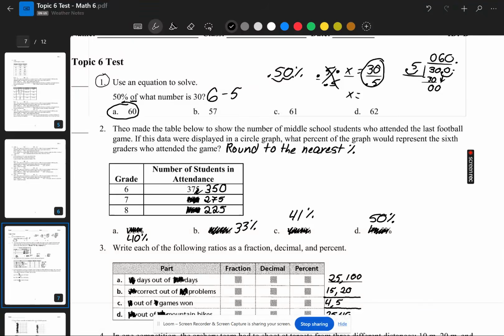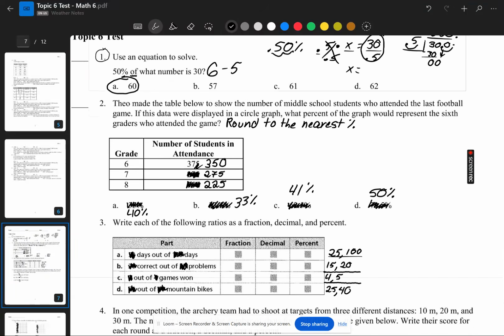It's kind of the same thing with question number 2. Question number 2 is from lesson 6.6. It says Theo made the table to show the number of middle school students who attended the last football game. If this data were displayed in a circle graph, what percent of the graph would represent the 6th graders who attended the game? So to do this, I have to get the total. So to get the total, I'm going to add together all 3 of my numbers. So I do 350 plus 275 plus 225.